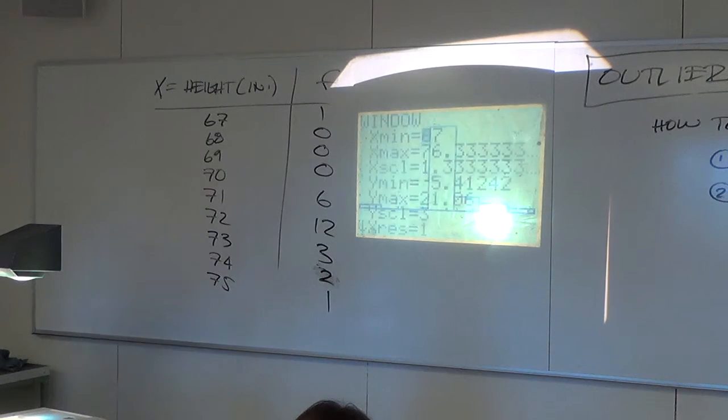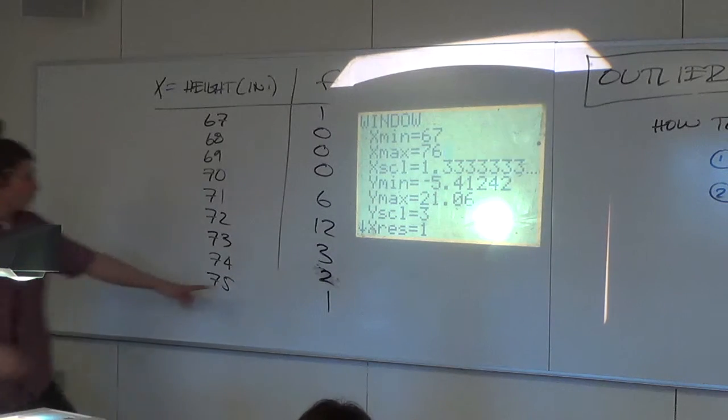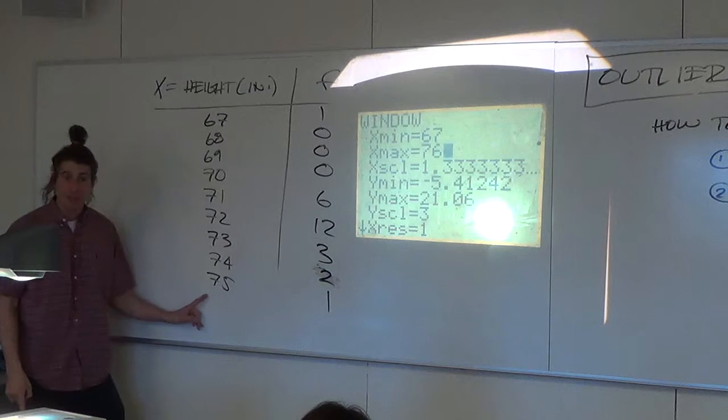So that's where I press my window button. Its X-min is set at 67, which I love. Its X-max is set at 76.33, which I don't know why it did that. I made that 76. Why not 75? Anybody remember the answer to that? Why did I make it 75? Because there's a number in there. So the problem is we do have one person. Ron, it was you. You voted 75 inches.